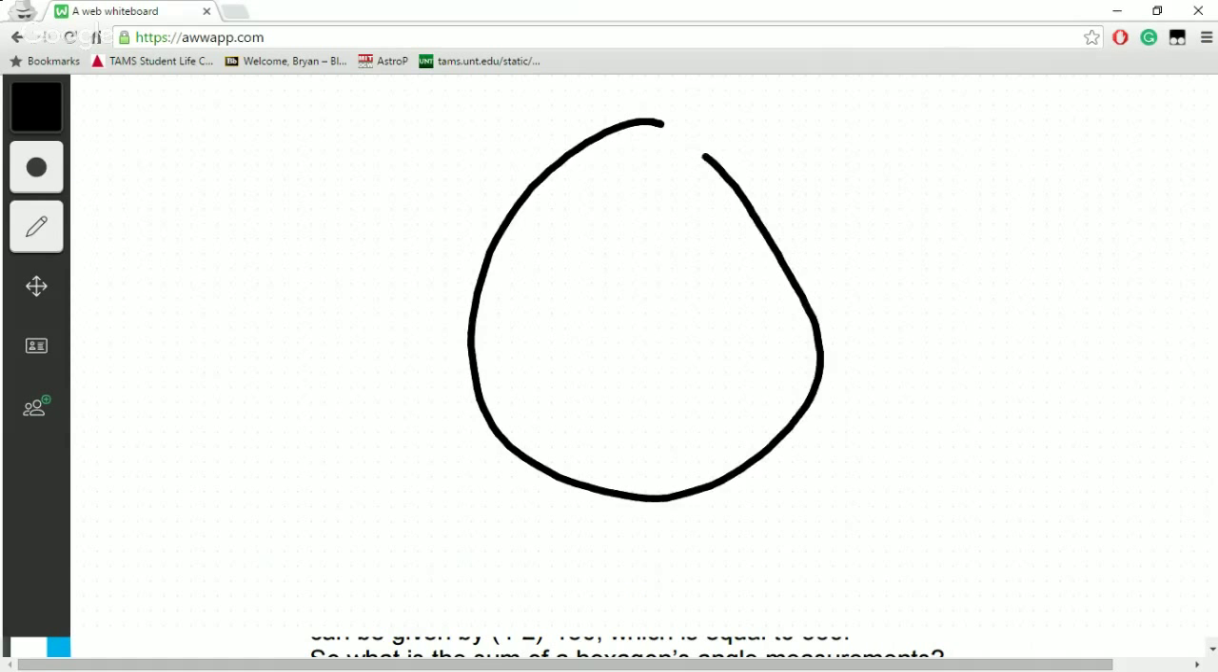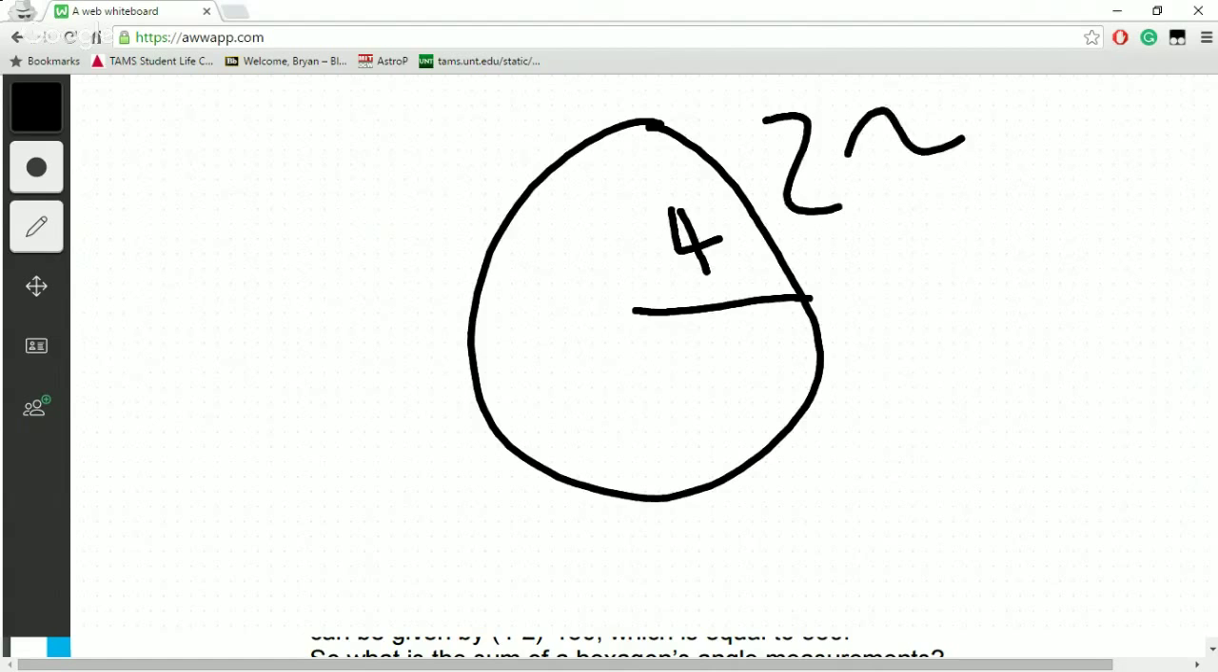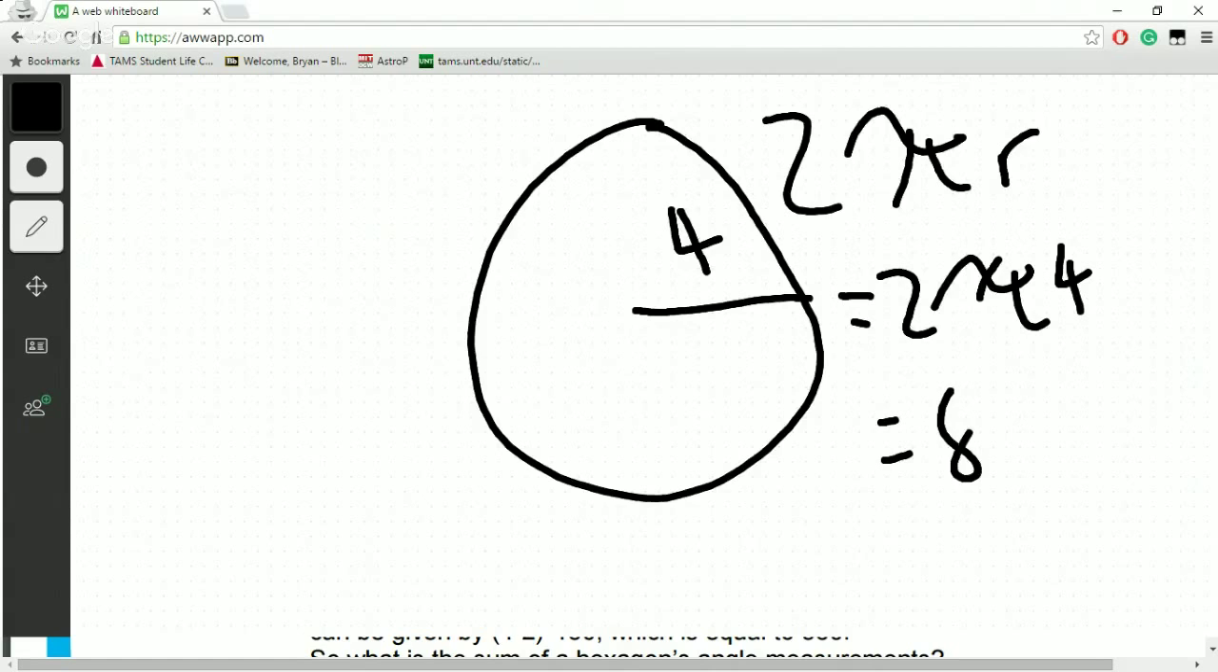R stands for the radius and d stands for diameter. So let's look at an example of the perimeter of a circle, or circumference, with radius 4. We know that the circumference formula is 2 times pi times r, which is the radius. Since the radius is 4, we can just plug it in and say 2 pi times 4 equals 8 pi.